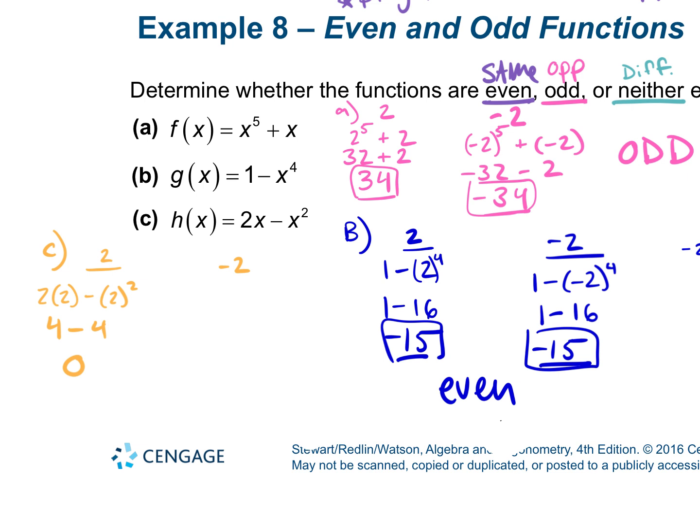Now let's plug in negative 2. So 2 times negative 2 minus negative 2 squared. What's 2 times negative 2? Negative 4. Minus, what's negative 2 squared? 4. What's negative 4 minus 4? Negative 8. Be careful with the math here. We get negative 8. So if we get totally different answers, it would be neither. Remember, if you get the same number but opposites, it's odd. If you get the same number exactly, it's even. And if you get totally different numbers, then it would be neither.